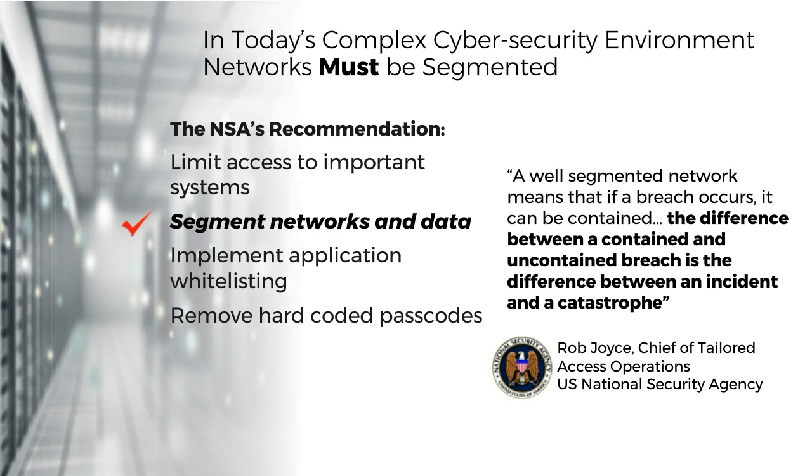So, I think it was a little while ago, but Rob Joyce from NSA actually stated 4 things as absolute primary baseline activities for anyone with a network. One, limit the system access to important systems. Two, segment networks and data. Three, implement application whitelisting. And four, remove hard-coded passcodes. All of these recommendations are intended to protect internal assets, reduce attack surfaces, and certainly to contain breaches. So Rob makes a great point in that segmenting the network is vital to containing a breach incident versus managing through a catastrophe.